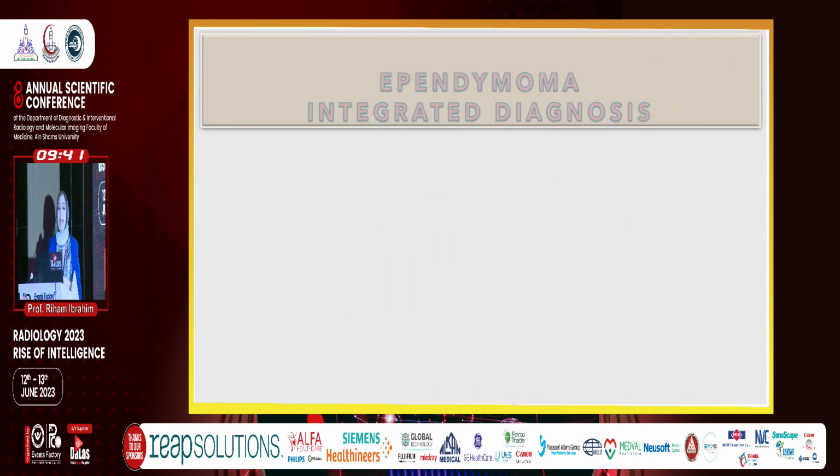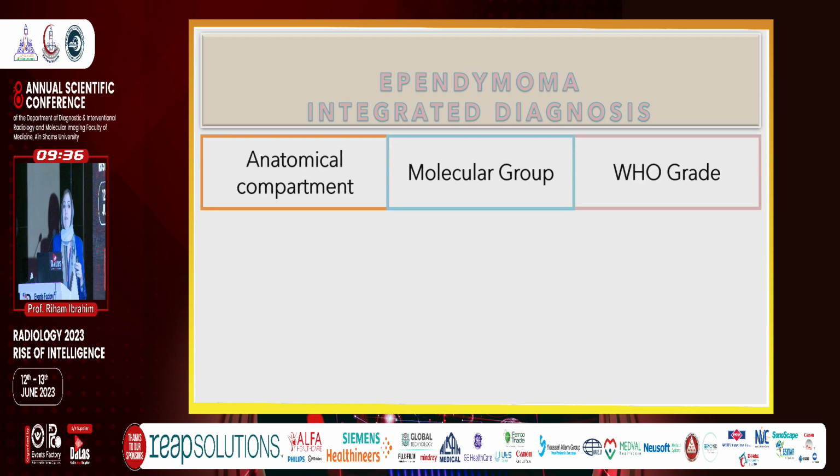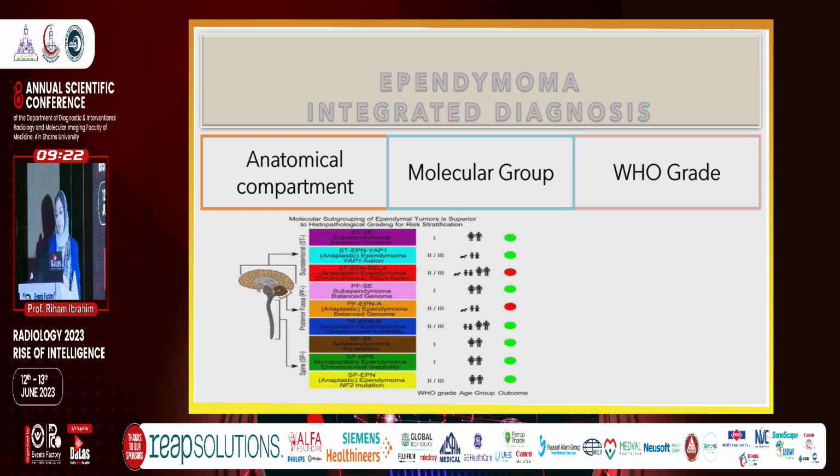So again, we have now to move to the integrated diagnosis. For us, now, according to the most recent classification, the 2021, we have to layer our ependymoma classification: anatomical, molecular, and WHO grade, as my dear professor, Dr. Iman, mentioned. So this is how we have to report it.